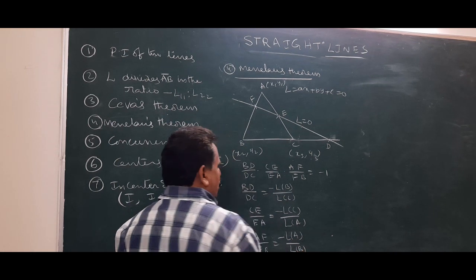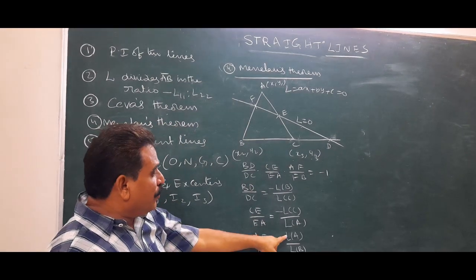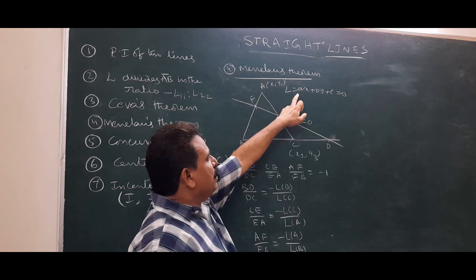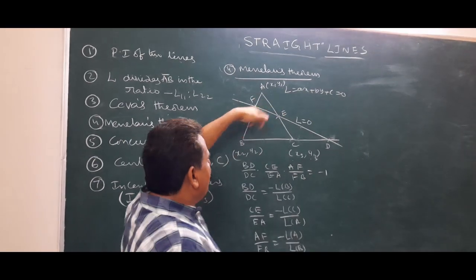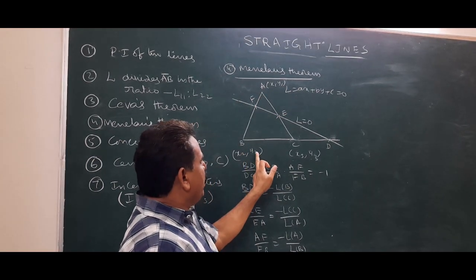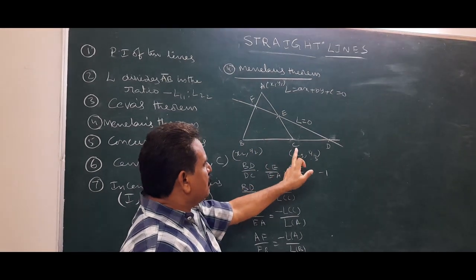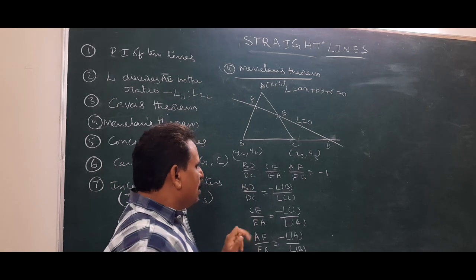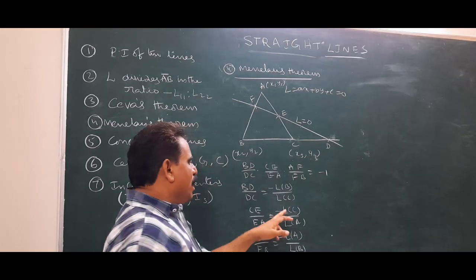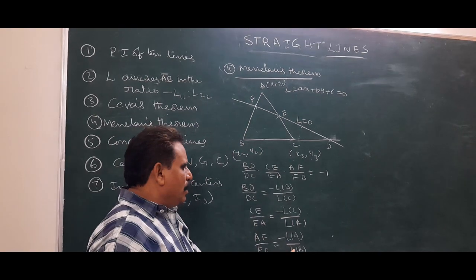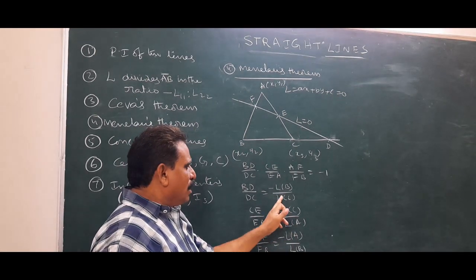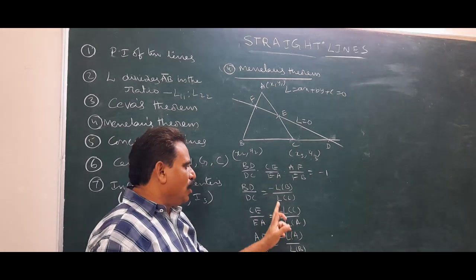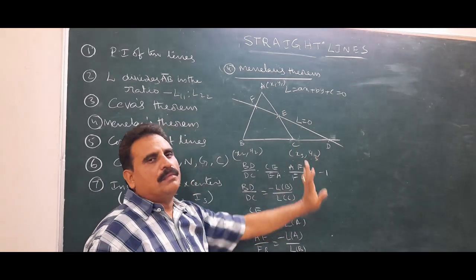Observe the product of these three. L of A means ax1 plus by1 plus c, L of B means ax2 plus by2 plus c, L of C means ax3 plus by3 plus c. In the product, L of B cancels, L of C cancels, L of A cancels. We get minus 1 into minus 1 into minus 1, that becomes minus 1.